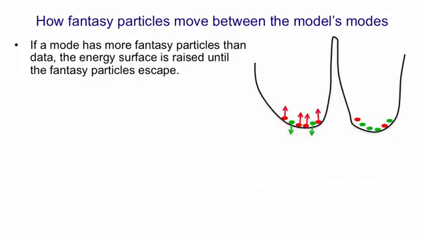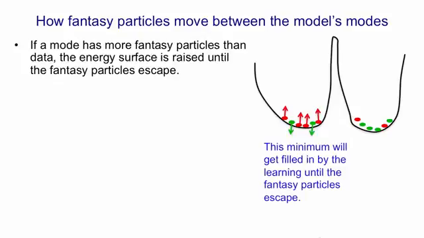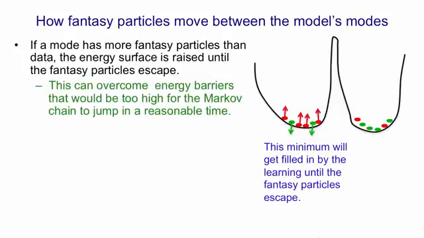And that energy barrier might be much too high for our Markov chain to be able to cross, so the mixing rate will be very slow. But the learning will actually spill those red particles out of that energy minimum by raising the minimum. It'll get filled up and the fantasy particles will escape and go off somewhere else, to some other deep minimum. So we can get out of minima that the Markov chain would not be able to get out of, at least not in a reasonable time.